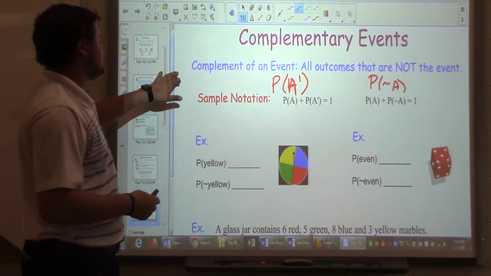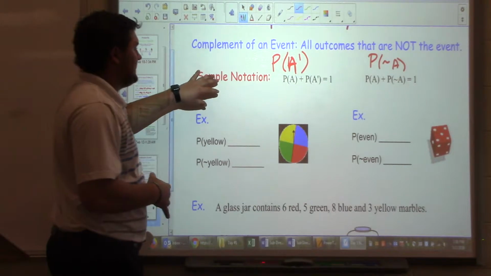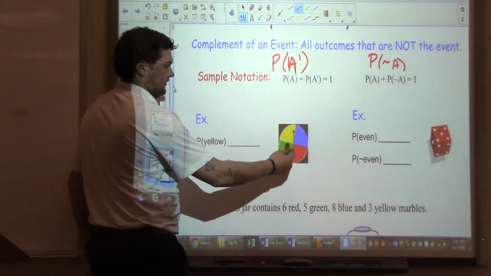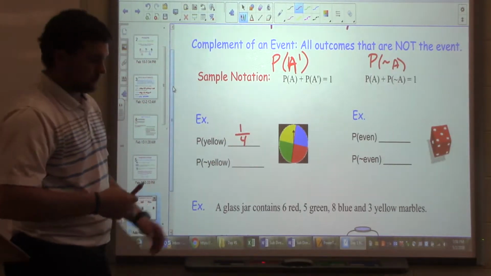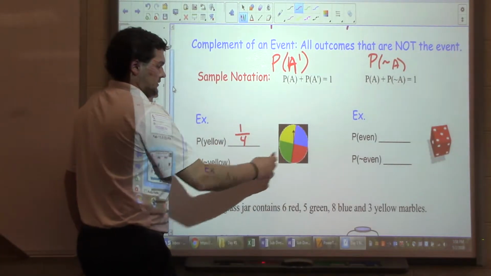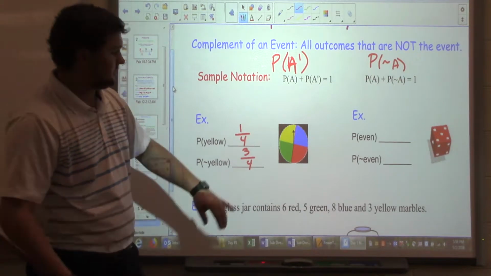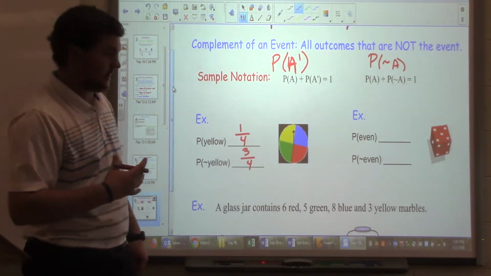So if we're looking at this, the pictures aren't on your paper, so you just need to pay attention to this. Example, probability of spinning a yellow. Well, there's 1, 2, 3, 4 colors. One of them's yellow, so probability of yellow is 1 out of 4. Which means the complement is anything that's not yellow. It would be blue, red, or green. So it would be 3 out of 4. If you want to double check your answer, add the two of them together. If you don't get one, you did something wrong and you go back and look at it.